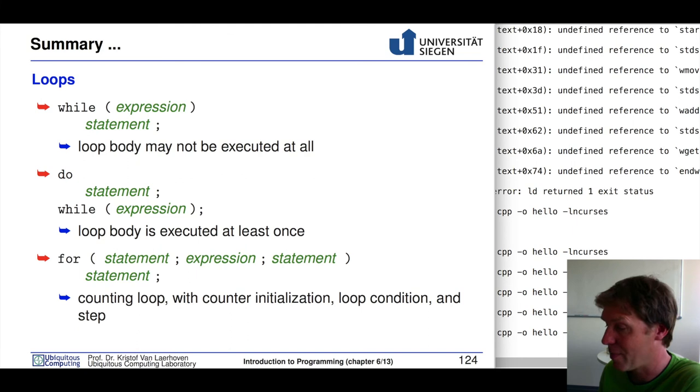Then we've seen multiple types of loops. The while loop, the do while loop, where the do while loop always executes the statements over here that are between the do and the while keywords. And the for loop.